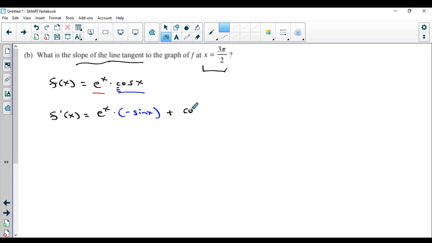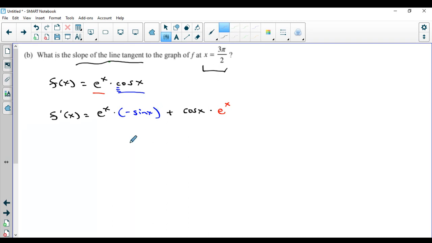Now we have plus the second factor here times the derivative of the first. And the derivative of e to the x is just e to the x. Easiest one in America. So there's your derivative right there. And I don't necessarily need to really spruce this up.